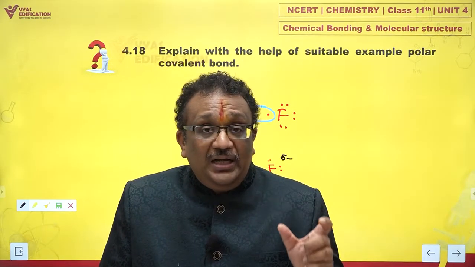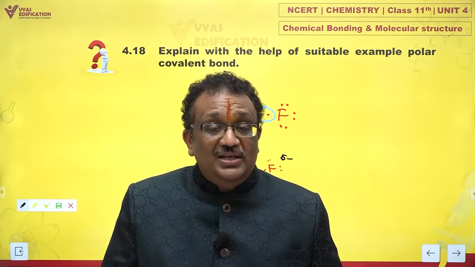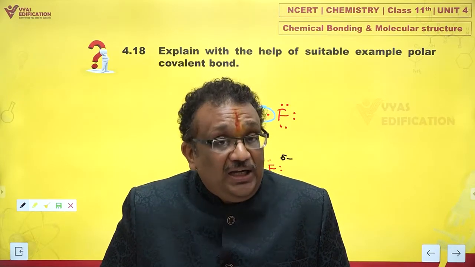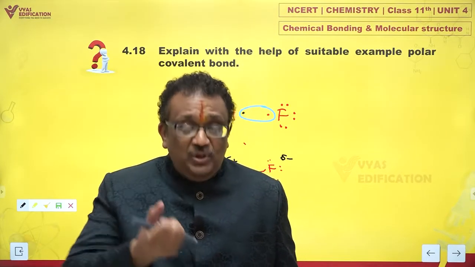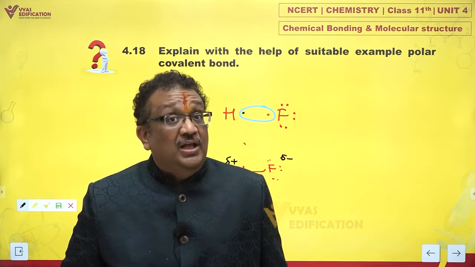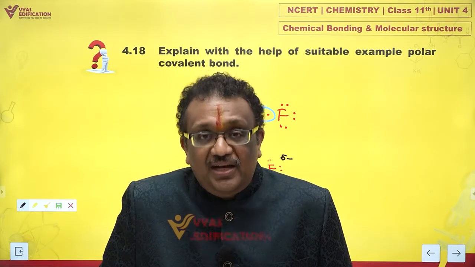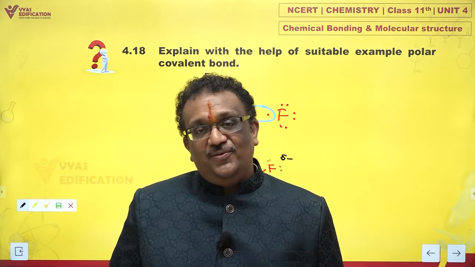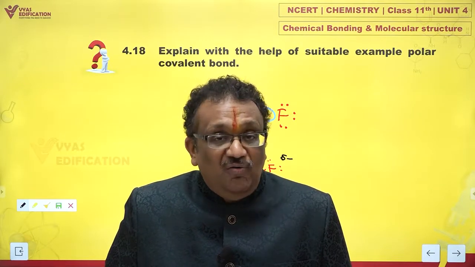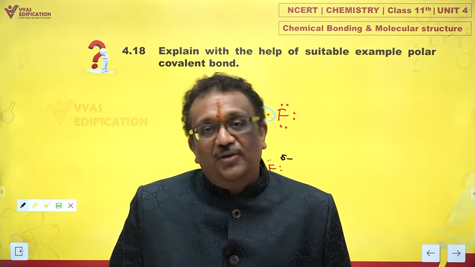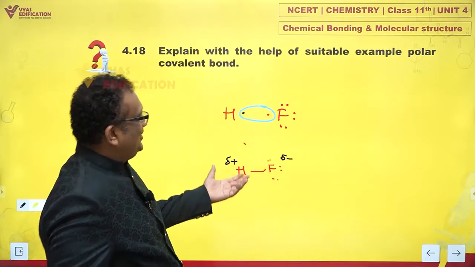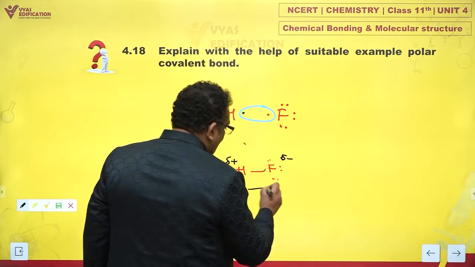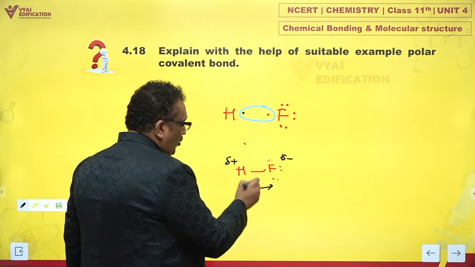Whenever two atoms having different electronegativities are joined through a covalent bond, always the atom having higher electronegativity pulls the electron cloud towards itself, thereby acquiring a slightly negative charge, while the other atom acquires a slightly positive charge. This makes the covalent bond a polar covalent bond. That's it. And not just that, the bond also acquires something which you call a dipole moment.